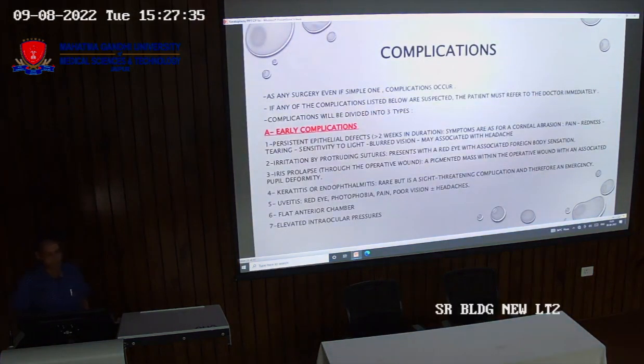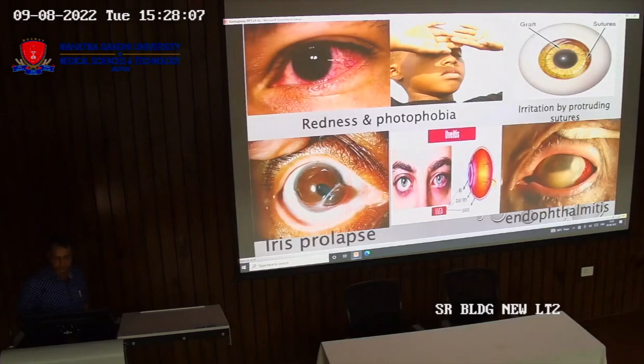Complications of keratoplasty. As with any surgery, even a simple one, complications can occur. If any of the complications listed below are suspected, the patient must refer to the doctor, and they are divided into three types. Early complications: persistent epithelial defect, irritation by the protruding sutures, iris prolapse, keratitis or endophthalmitis, uveitis, flat anterior chamber, elevated intraocular pressure. These are the early complications: redness, photophobia, endophthalmitis, iris prolapse, uveitis, or irritation by the sutures.